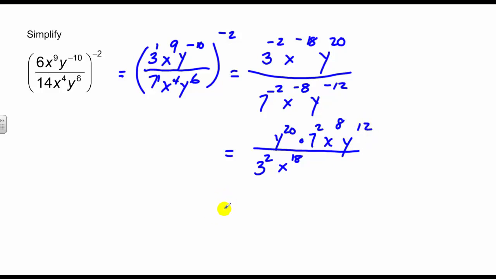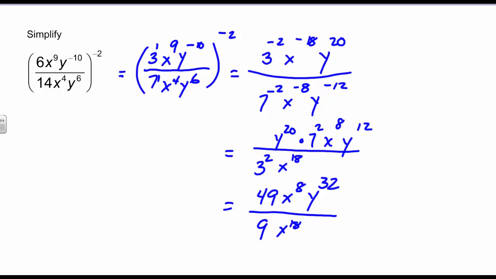I'll multiply anything together that I can. I see a 7 squared, which is 49. I see an x to the 8th. And y to the 20th and y to the 12th. Keep the base the same. Add the powers. Over 3 squared, which is 9. And x to the 18th.